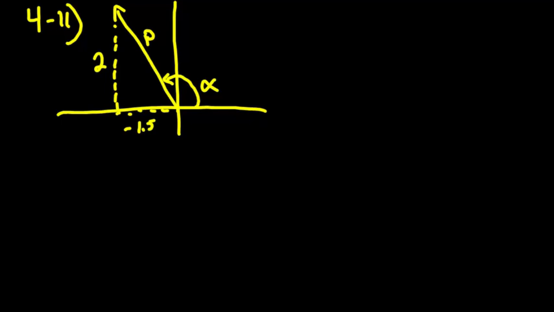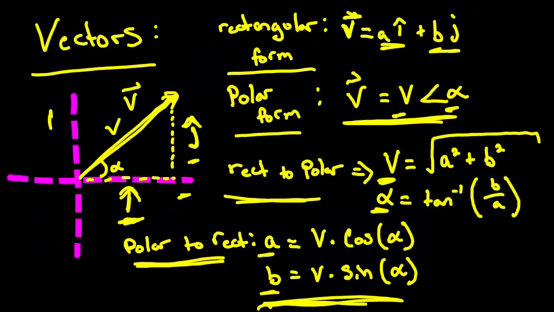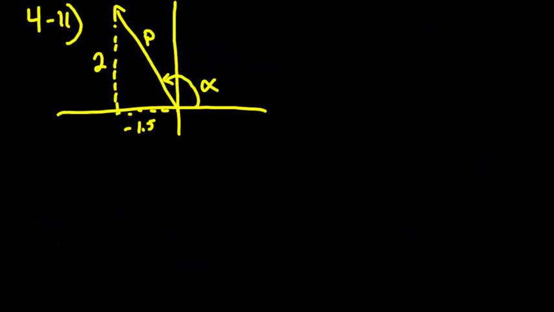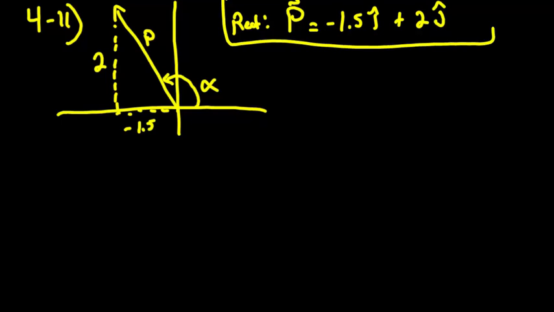So if we go back to the first page, we have components of the rectangular form. So we could rewrite this now as vector P is equal to minus 1.5 i hat plus 2 j hat. And this is the rectangular form. Now we know this just from the graph alone because we're given the y component and the x component. Now we want to find the polar form. So how do we do this?